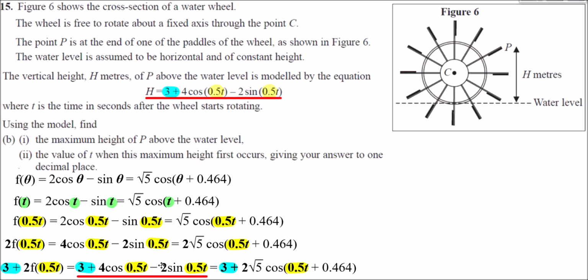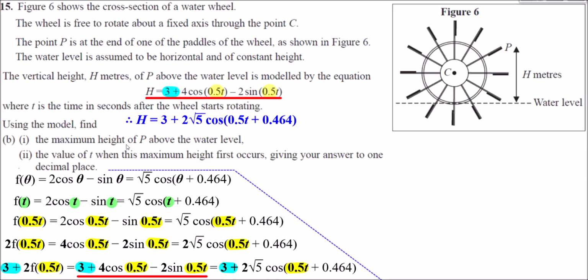I need to spot that this is exactly the same as this formula for h. In other words, this is h of t, and that is what h of t is using our adapted model from part A. So therefore, h in this more useful form, just in terms of a single cosine rather than a mixture of sines and cosines, is 3 plus 2 root 5 cos of 0.5t plus 0.464. We can now use this model to finally answer part B. For part B, we need the maximum height of P above the water level.